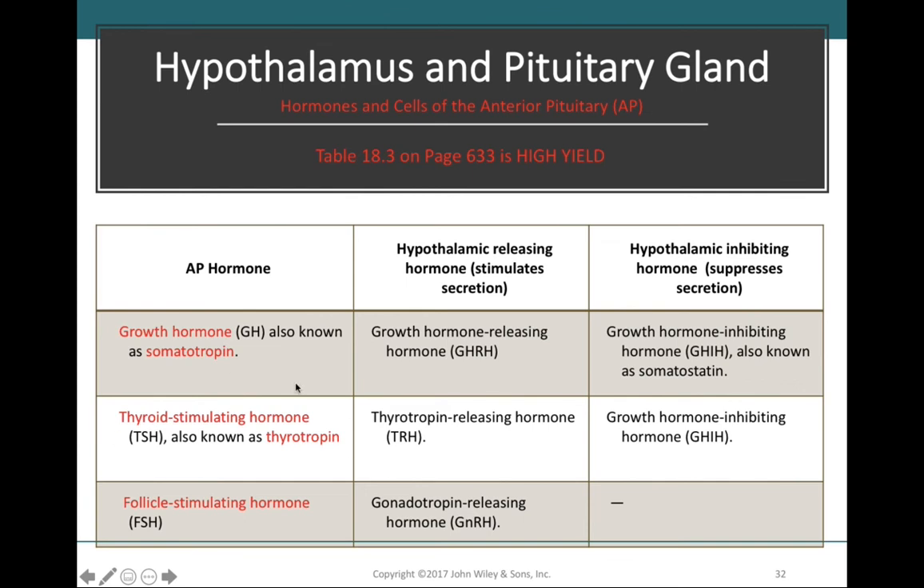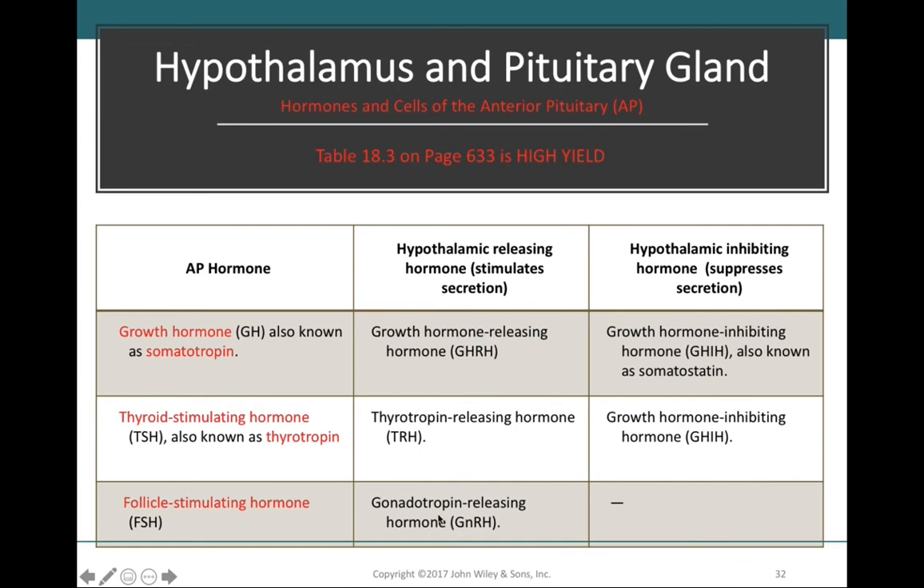Thyroid stimulating hormone, which is also given the name thyrotropin. Thyrotropin is just the same name as thyroid stimulating hormone. They're the exact same hormone, just two different ways that we can refer to that hormone. So we've got thyrotropin releasing hormone. And this releasing hormone from the hypothalamus is going to stimulate thyroid stimulating hormone's release. And as you can assume by the name, thyroid stimulating hormone is going to directly go to the thyroid gland, and it's going to cause the release of thyroid hormone from the thyroid gland. You'll see that growth hormone inhibiting hormone will also prevent the release of thyroid stimulating hormone.